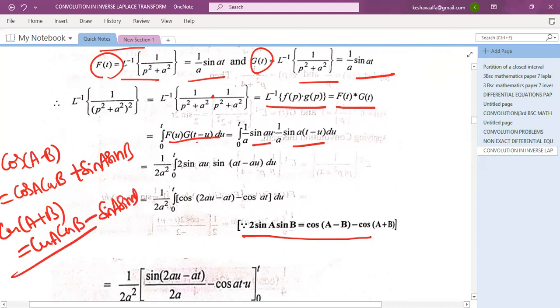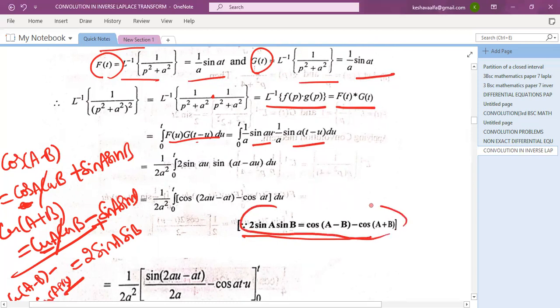Just subtracting these two, the cos a cos b terms get cancelled. Subtracting, minus plus, these two terms get cancelled. We get 2 sin a sin b. So 2 sin a sin b is equal to cos of a minus b minus cos of a plus b. So like this we get the formula.